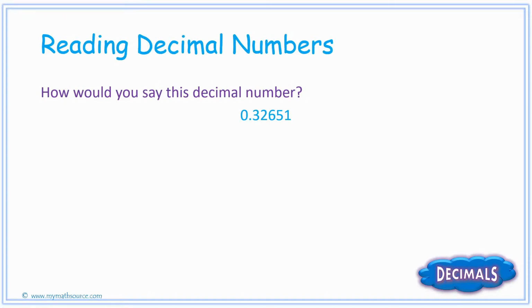Okay, so in this video, we're going to learn how to read decimal numbers correctly. Now, how would you say this decimal number? Most people would say 0.32651. Now, although that's acceptable, it's not the correct way to say the number. To say decimal numbers correctly, we're just going to review two steps.